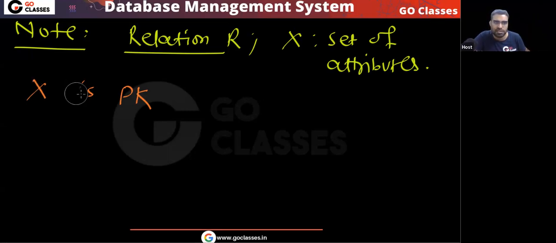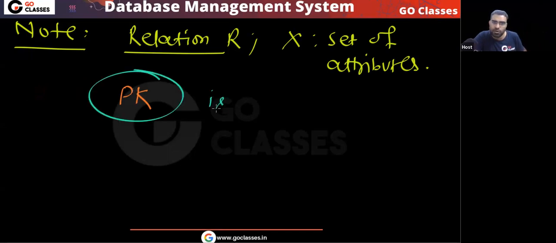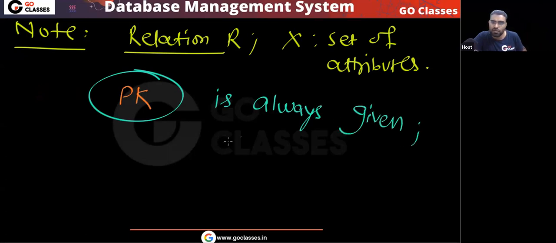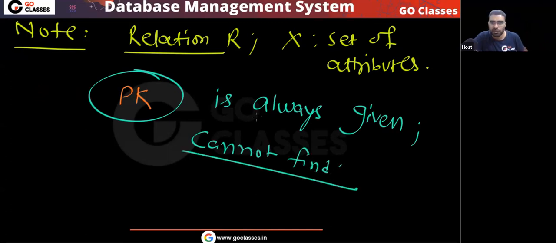This is given. Is this clear? Remember, primary key cannot be found, but it is given. Primary key is always given. We cannot find it. So they will give it to you in the question. So don't worry about the primary key.